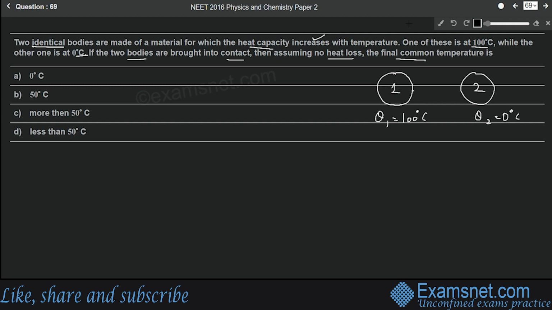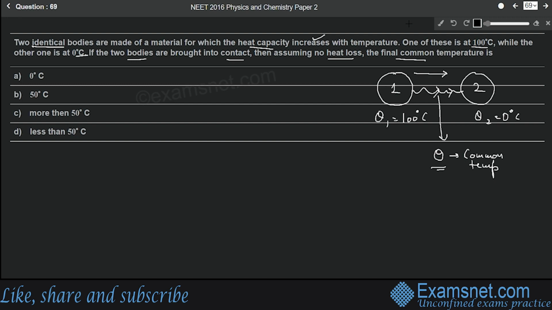Now these two bodies are brought into contact, so what will happen? Heat will start flowing from higher temperature to lower temperature, that means from the first body to the second body. For how long? Until there is a common temperature between these two. Let's say a common temperature theta is reached. So we have to find this final common temperature.